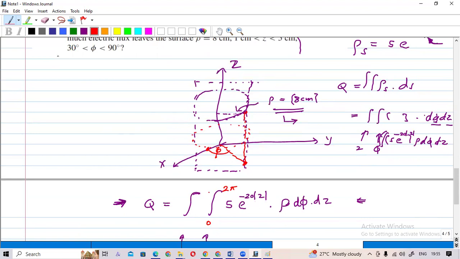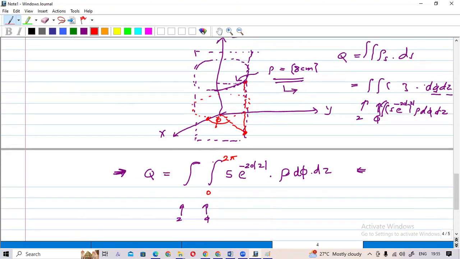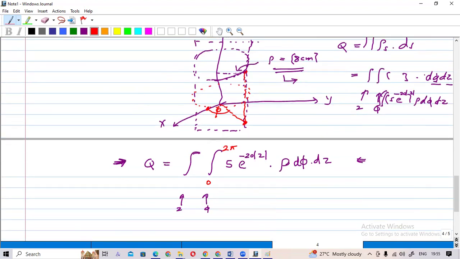There are finite limits for phi, but for the z-coordinate, there are no finite limits. So I think we have to take it from minus infinity to plus infinity. Now, with respect to phi, it is not much difficult.